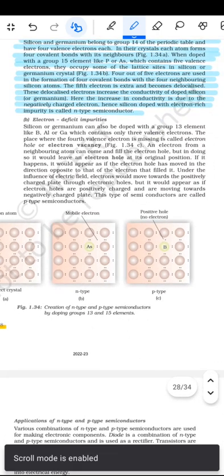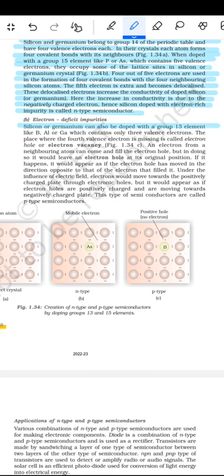अब अगर बात करें इलेक्ट्रॉन डिफिसिट impurity की, तो silicon or the germanium can also be doped with a group 13 element like the boron, aluminum or the gallium, which contains only 3 valence electrons. The place where the fourth valence electron is missing is called the electron hole or the electron vacancy. An electron from a neighboring atom can come and fill the electron hole, but when doing so it would leave an electron hole at its original position. It would appear as if the electron hole has moved in the direction opposite to that of the electron that filled it.